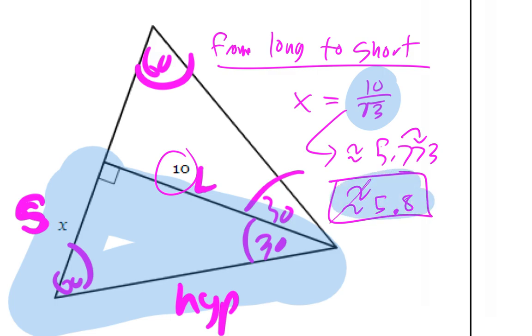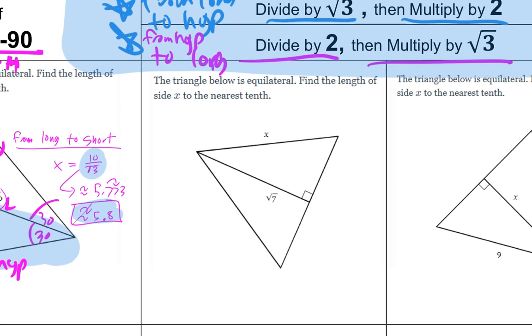All right, let's keep it moving. We're going to just keep it going just like that. So it tells us equilateral, so we know we're dealing with the 30, 60, 90. Find the length of side x. So what do we know? This is our hypotenuse. We want to recognize that we're thinking about this triangle right here. So let's label our sides. This is going to be the short side, and this is going to be the long side.